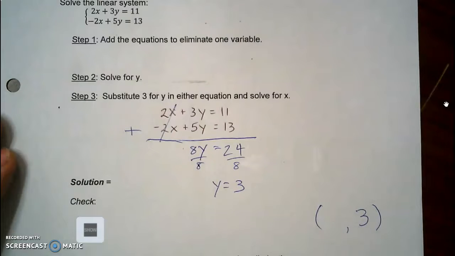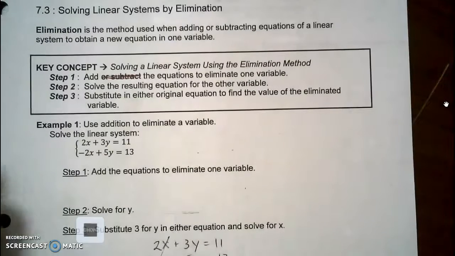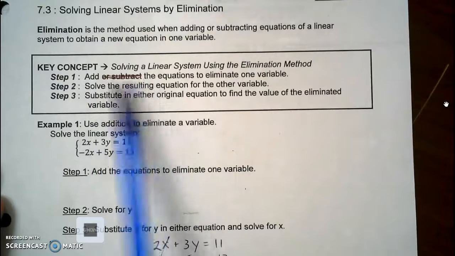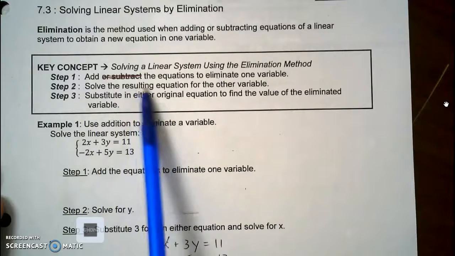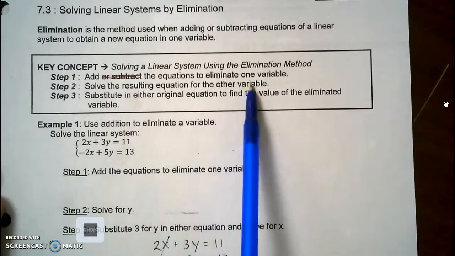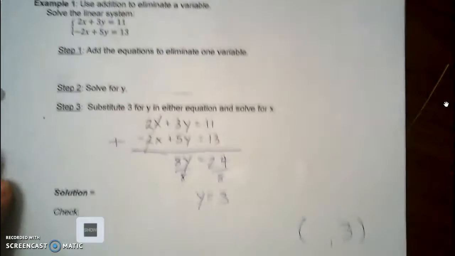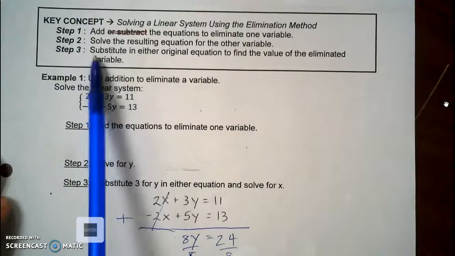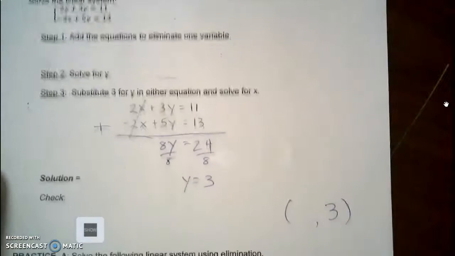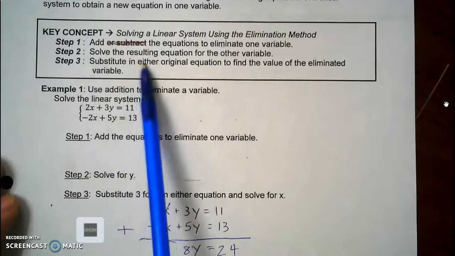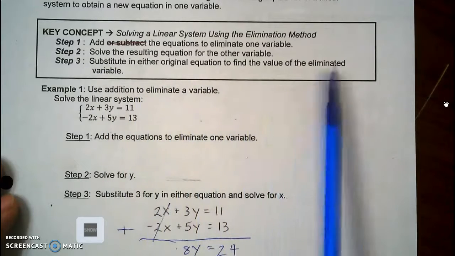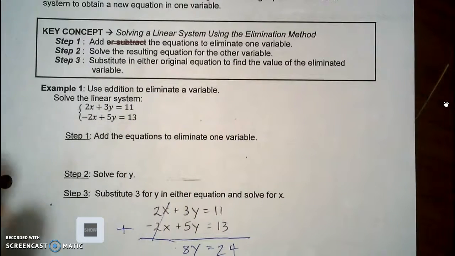Well, how do I get the x coordinate? And it's all up here in this box. So basically you add, we're not going to subtract, to eliminate one variable. I just did that. Solve the resulting equation for the other variable. I just did that when I divided by 8. Now, here's our big step to get the other coordinate, the x coordinate in this case. And sometimes y will cancel. You substitute in either original equation to find basically the other one.